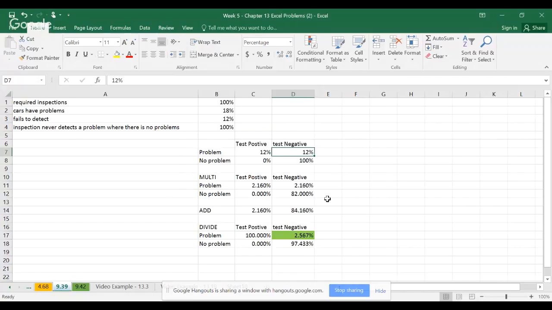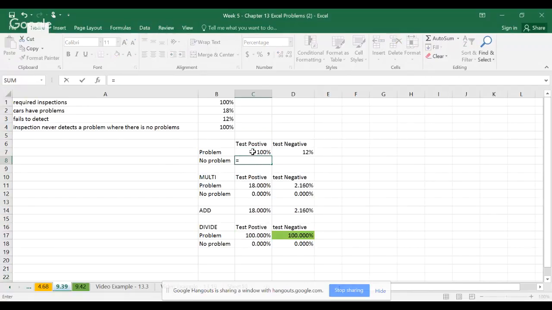All right, so I'm going to take these out too. Yeah, because I think you had the 100% in the wrong spot too. So then on the other hand, an inspection never detects a problem when there is no problem. So there's no false positives. In other words, it is never going to test positive when there's no problem.